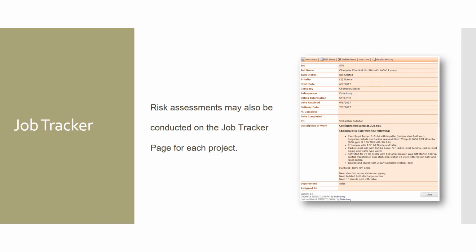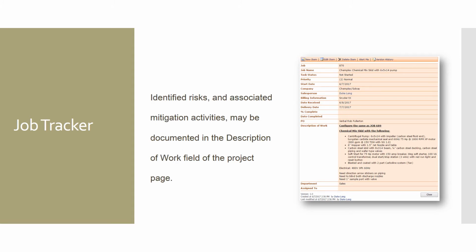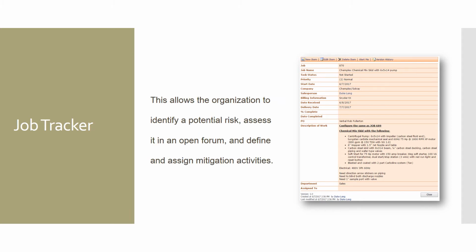Risk assessments may also be conducted on the job tracker page for each project. Identified risk and associated mitigation activities may be documented in the description of work field of the project page. This allows the organization to identify a potential risk, assess it in an open forum, and define and assign mitigation activities.